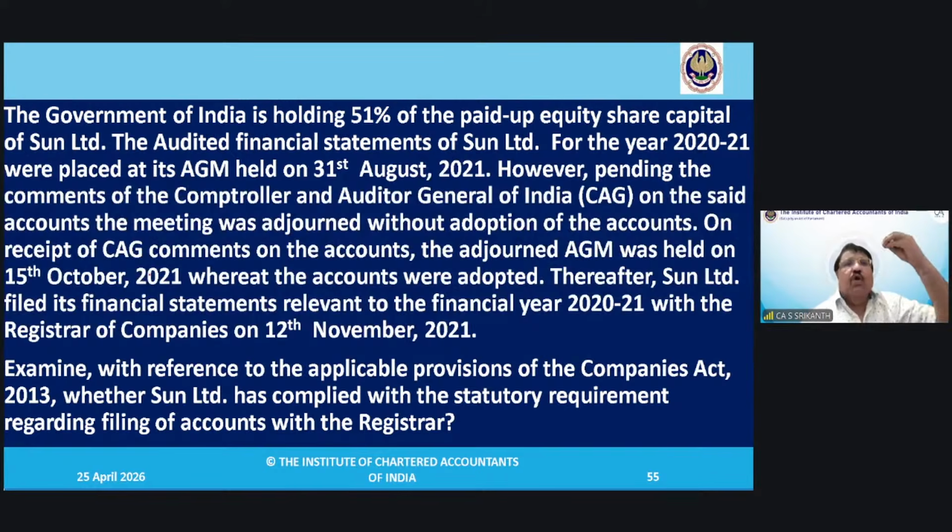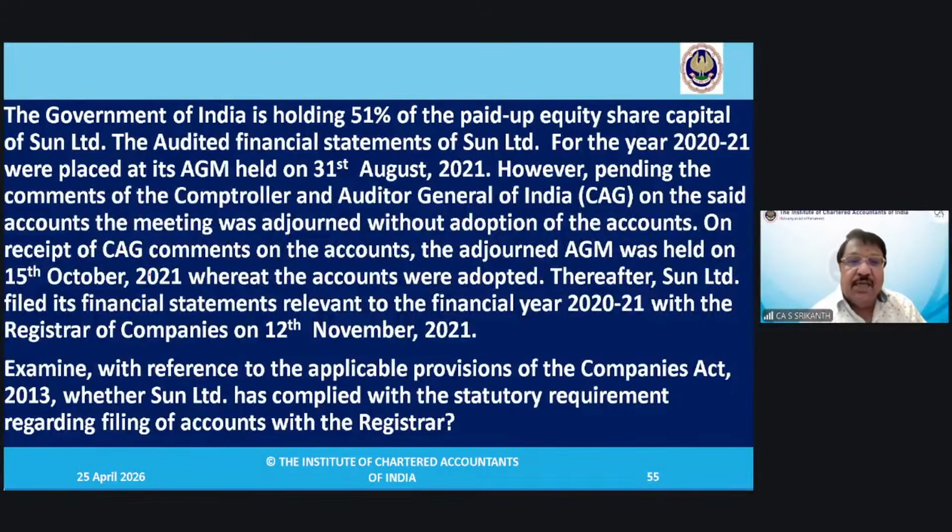And finally, they'll say, you go ahead with the AGM. Don't delay the AGM. Hold it on the appointed date. But in the meantime, you don't adopt it. You wait for the CAG and things will go on. And then there will be an adjourned meeting. So at that meeting, without adopting the accounts, the meeting was adjourned.